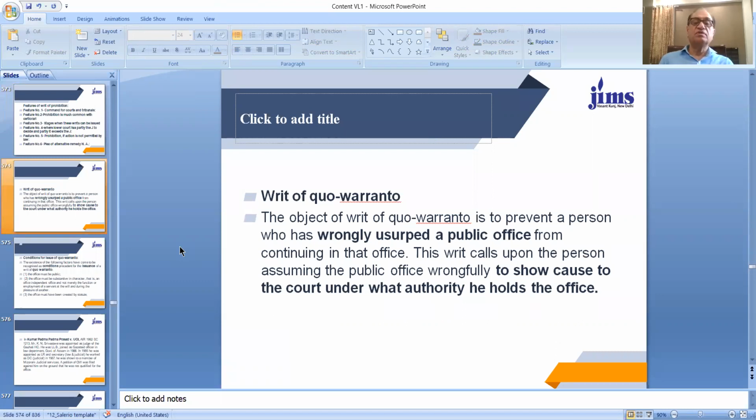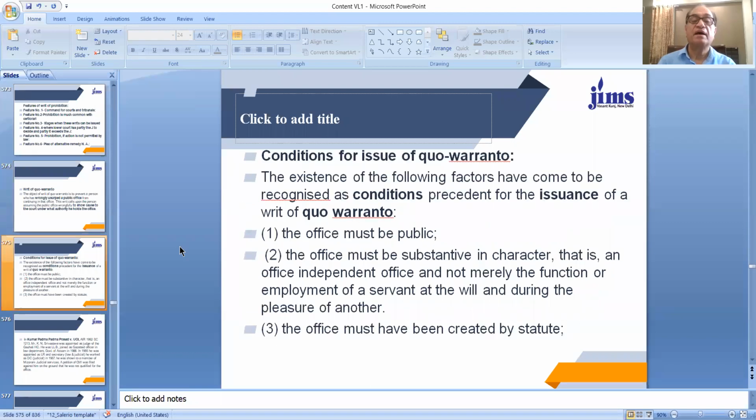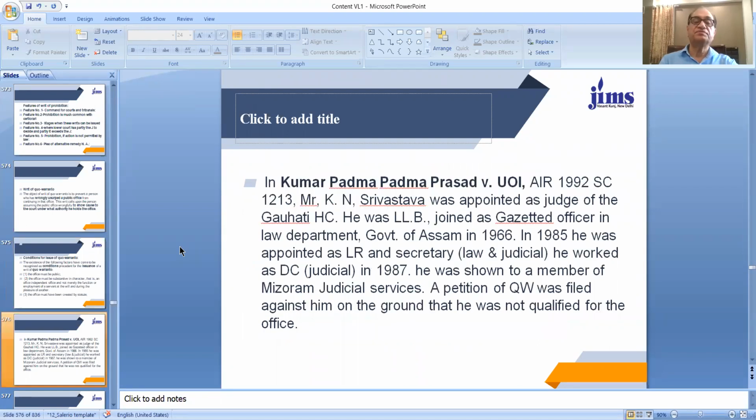And quo warranto: when a person wrongfully usurps a public office, he will have to show cause to the court under what authority he is holding the office. These are the conditions for issue of quo warranto: the office must be public, the office must be substantive in character, and the office must have been created by a statute. This is the most important illustration of quo warranto before you: Kumar Padma Prasad versus Union of India.